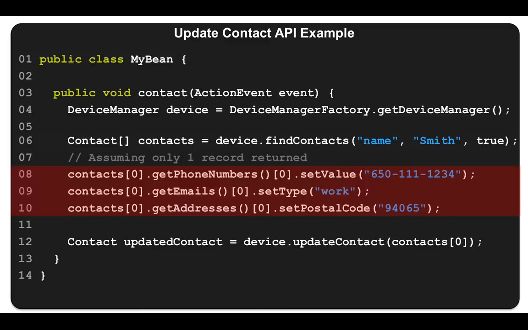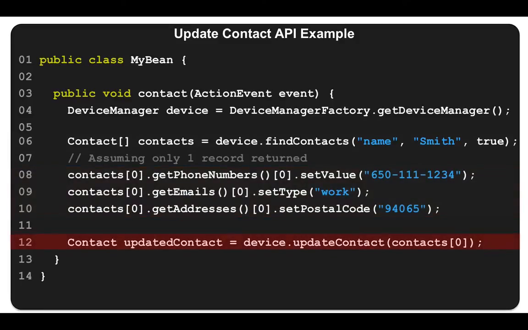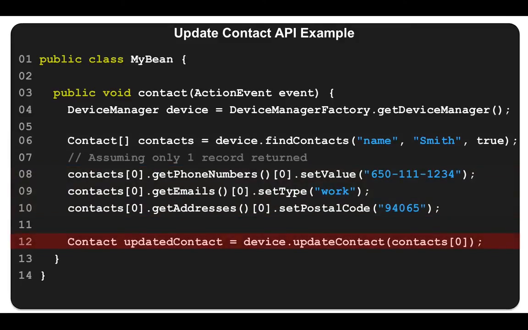As a result, once we've updated that contact object that we retrieved on line 6, we're only updating the first contact of the array. Then on line 12, we're calling the Device updateContact method, passing in that single contact. So in this case, it's the 0th element of the contacts array. And we get that back on the left-hand side of the expression as the contact object referred to as updatedContact.